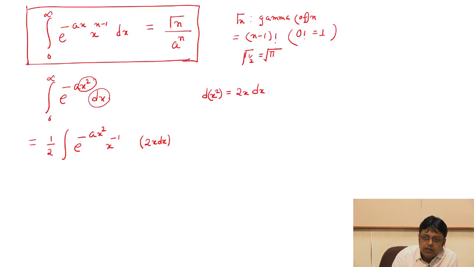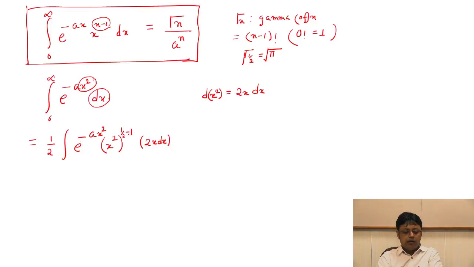Now I have to write everything in terms of x square because x square is now the variable. So x to the power minus 1, instead of that I can write x square to the power minus half, because that is also x to the power minus half minus 1. But instead of writing minus half, I'll write it as n minus 1, because in the gamma function formula it is n minus 1. So minus half is nothing but half minus 1.